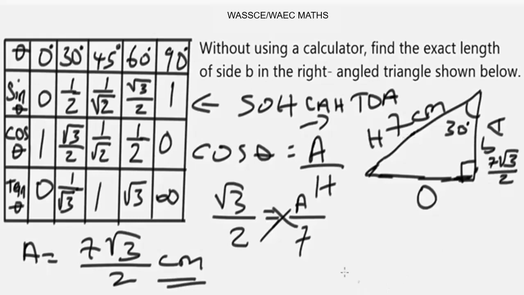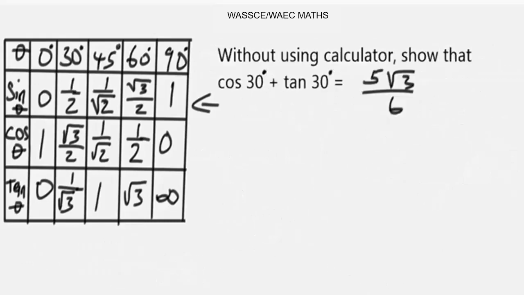This is for this problem. Now let's wipe it and solve one more problem on this before we call it a class. Okay guys, now let's look at this question. It says, without using calculator, show that cos 30 degrees plus tan 30 degrees equals 5 root 3 over 6.